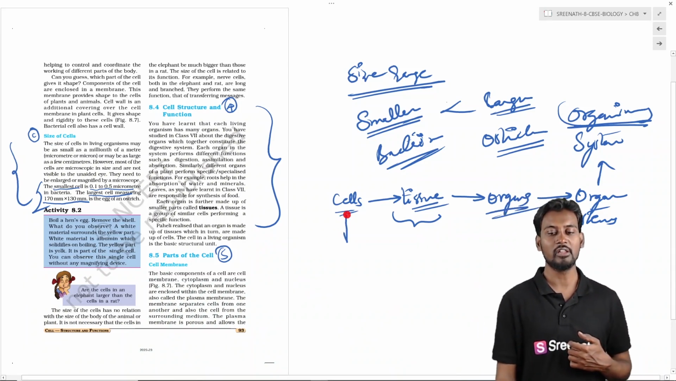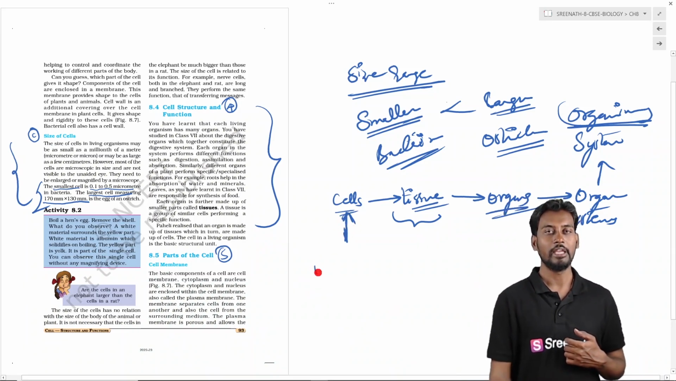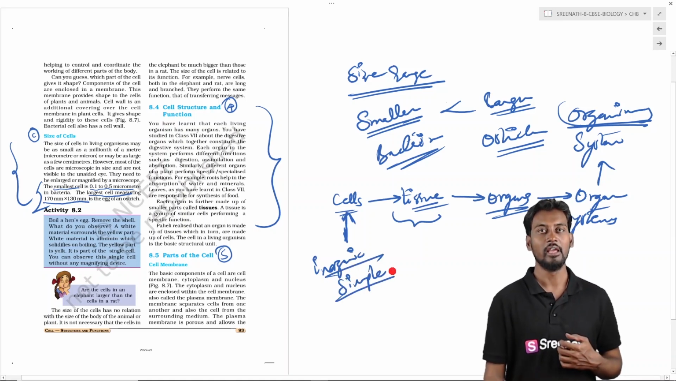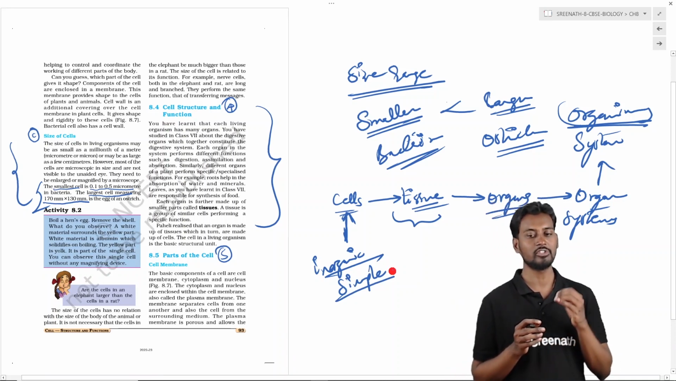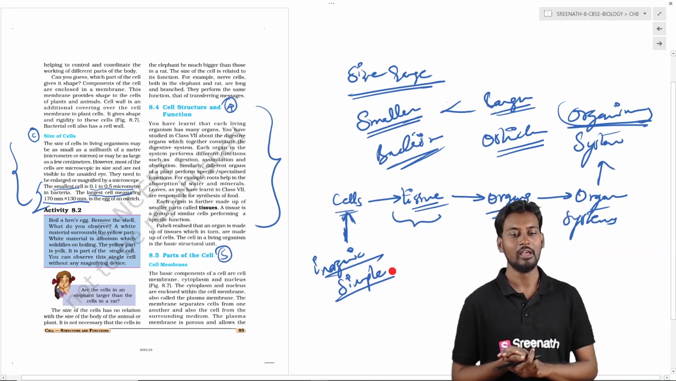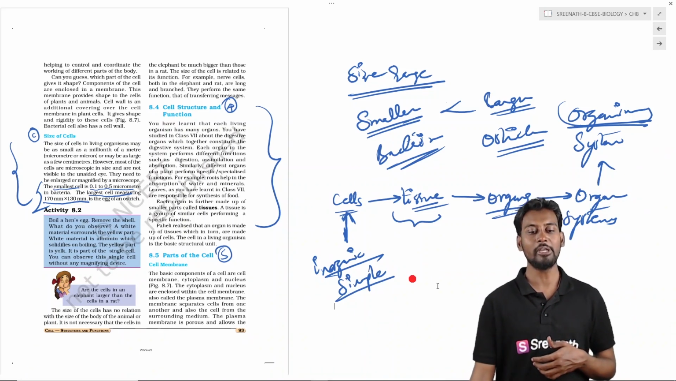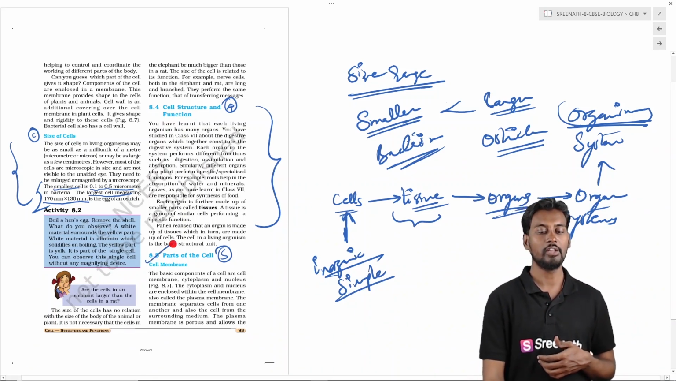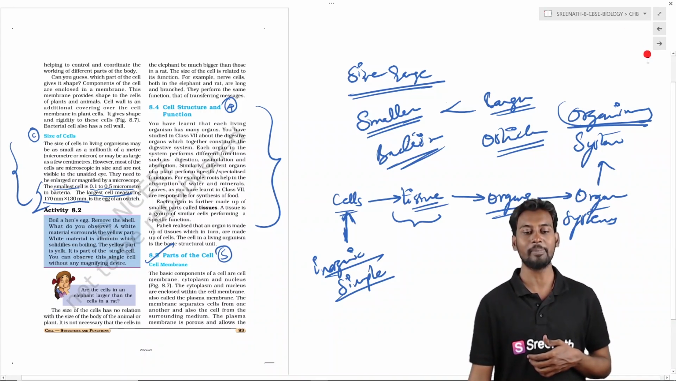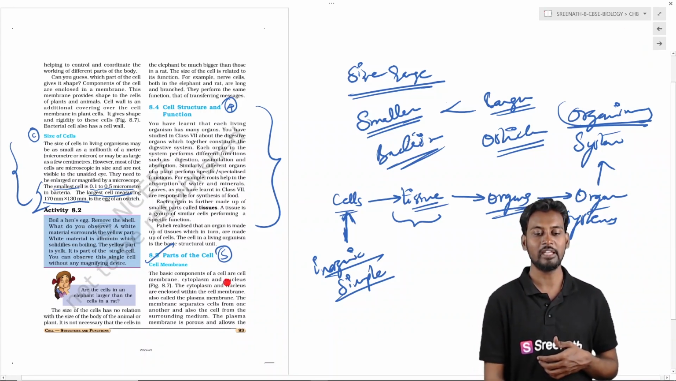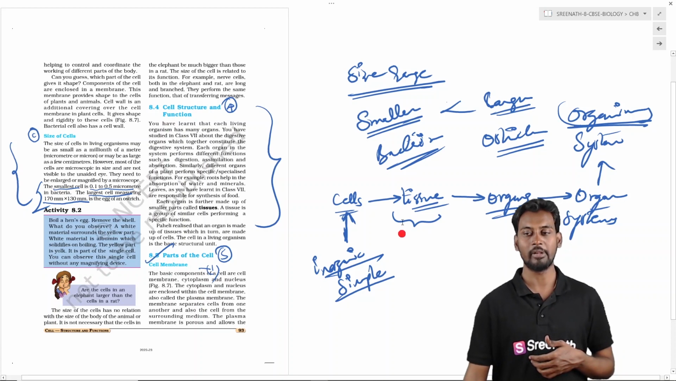Finally, the simple inorganic elements are what make up the cells. This is about cell structure and function. And coming to the different parts of the cell, the first one is the cell membrane.